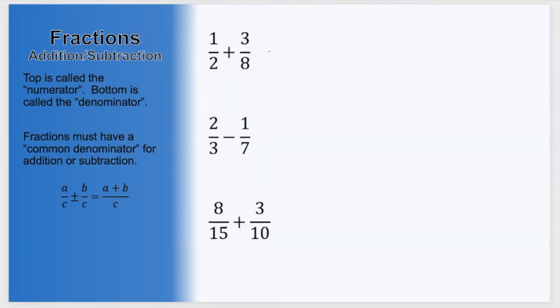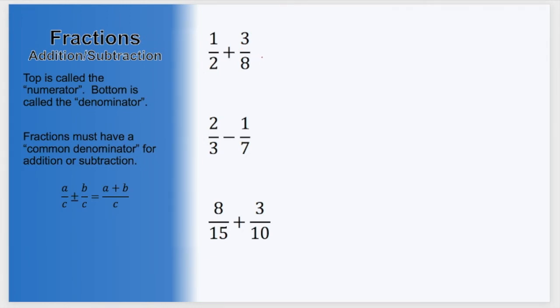The difficulty in adding or subtracting fractions comes from when they don't already share a denominator, and we have to rewrite them to get a common denominator. To start, take 1/2 plus 3 over 8. We want to use multiplication to rewrite these fractions with the same denominator.